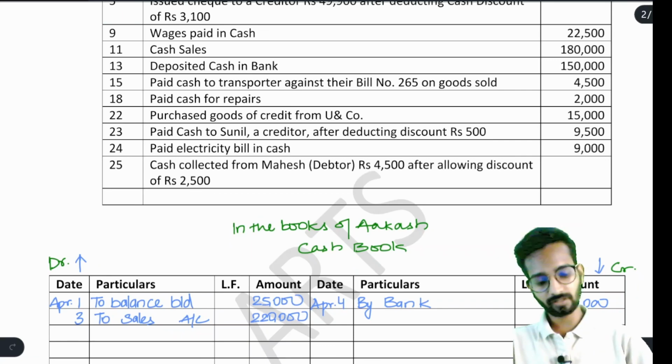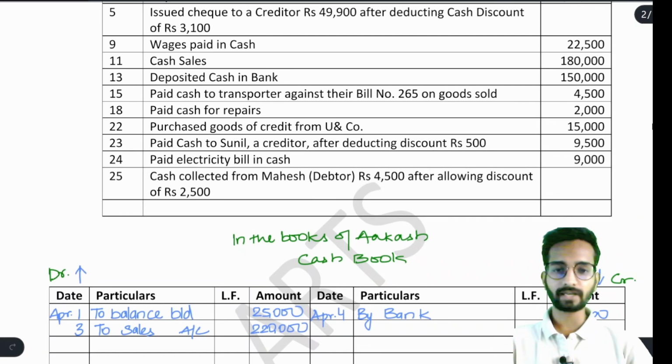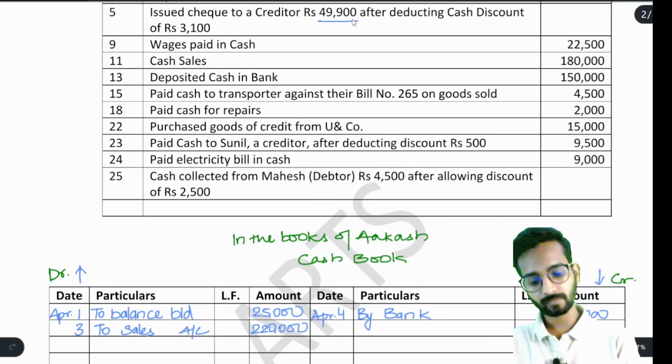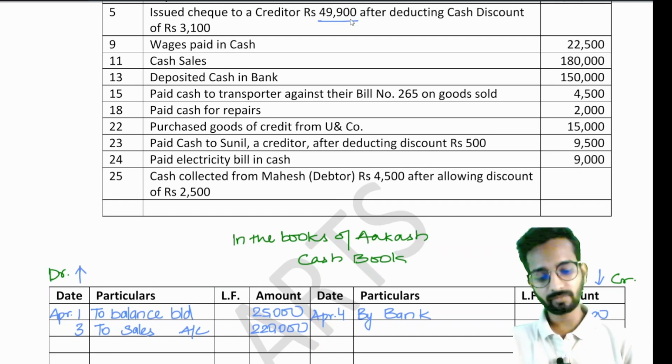Now moving further, on April 5 they say issued cheque to a creditor, rupees 49,900 after deducting cash discount of rupees 3,100. Now it means I am just giving him the cheque. I have deducted cash discount of rupees 3,100.